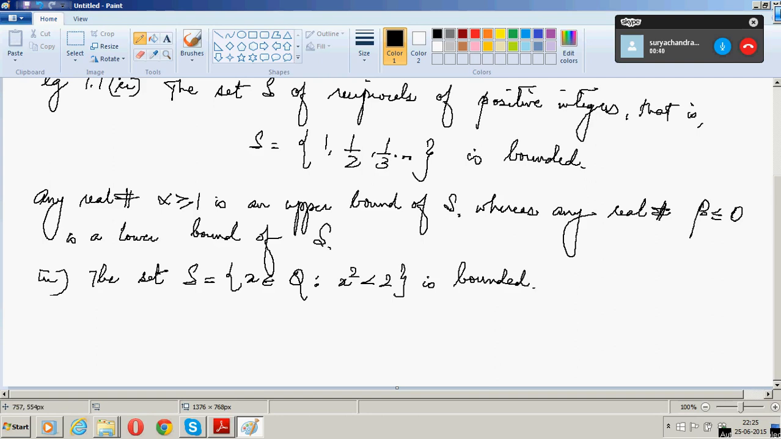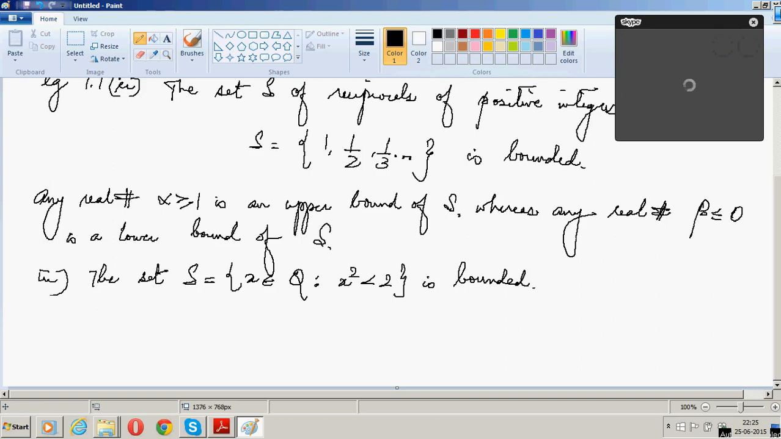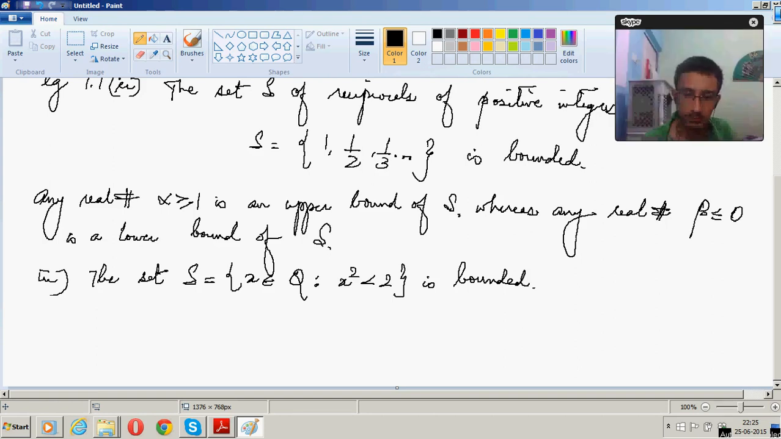Yes, sir. X squared less than 2. Proving it is bounded. We can cite some example. See, Surya, when we say it is bounded, it is just enough to produce a lower bound and an upper bound, as you did in the previous case.